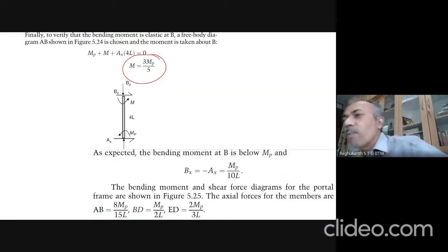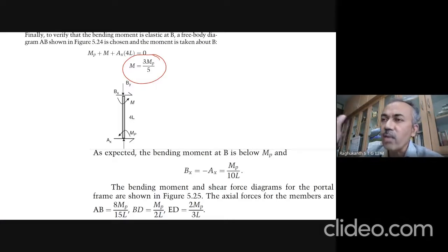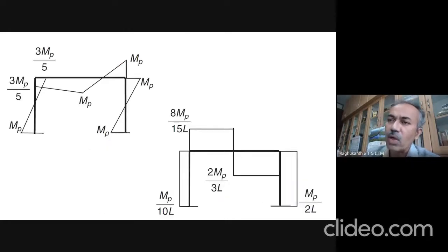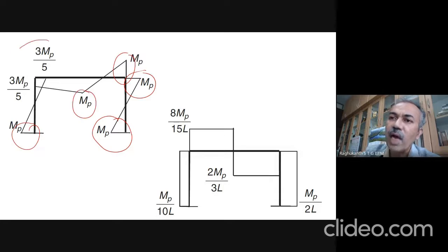Yeah. So now you can go back and find out the bending moment at B also, at the point of collapse itself. This turns out to be 3 MP by 5. You can draw the bending moment diagrams also. At the collapse, all these places will have MP, MP, MP, MP, but at this place you will still have 3 MP by 5. So you can go back and check the bending moment diagrams. It is very easy once you have got the collapse load, so you have the hinges MP, MP, MP.